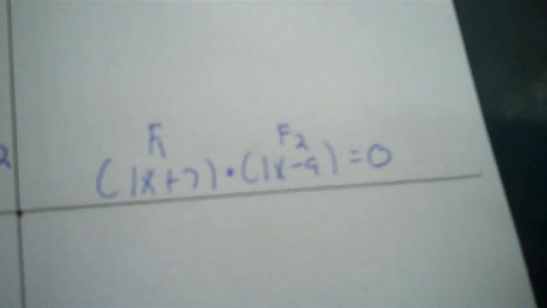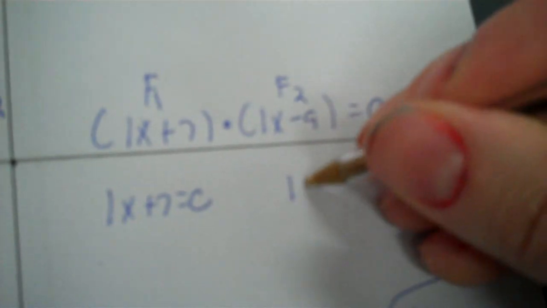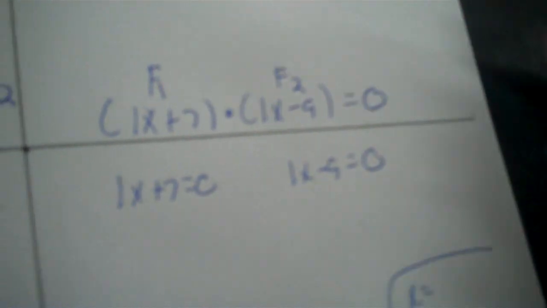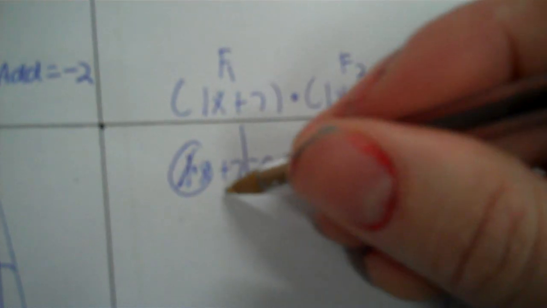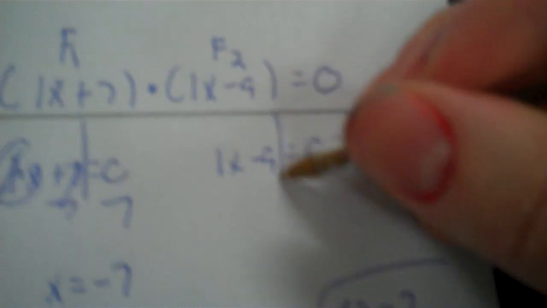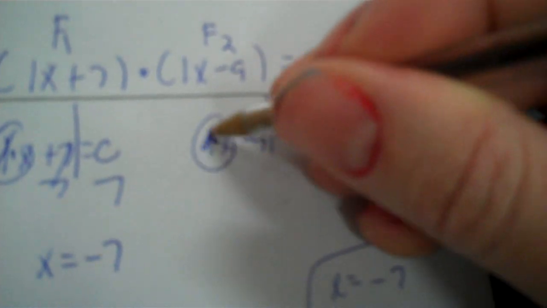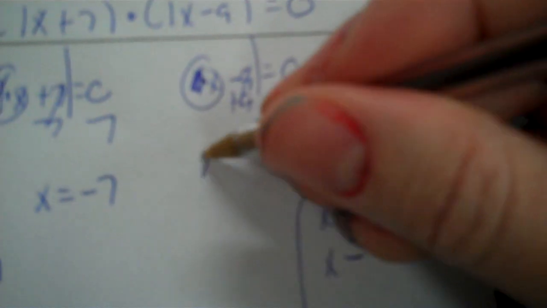Okay. So 1x plus 7 equals 0, 1x minus 9 equals 0. So the multiplier is a 1, get rid of it, you just minus 7, and x would equal negative 7. Multiplier is a 1, get rid of it, you just plus 9, 0 plus 9 is 9.